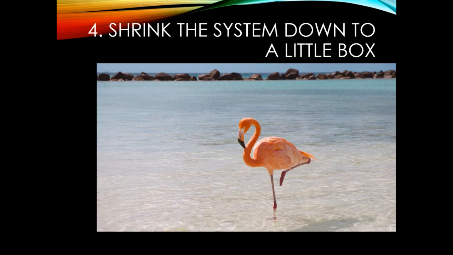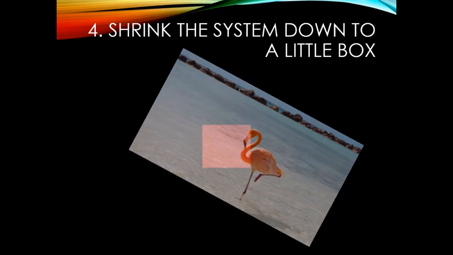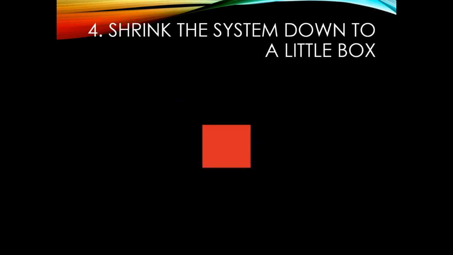Now, to draw our force diagram, we are going to take our system and shrink it down to a little box. This little box is just simply a way to represent our system without having to deal with any complicated angles, legs, feathers, things like that. You will always draw your force diagram from a box.